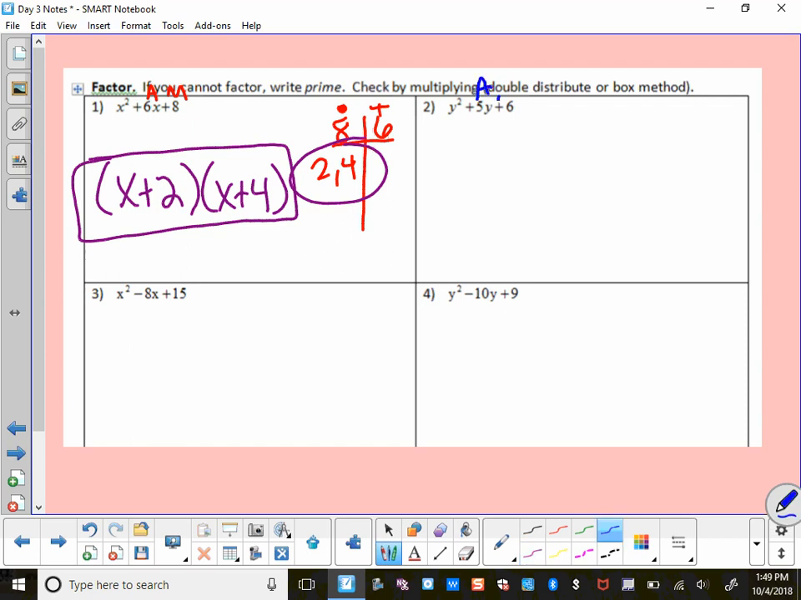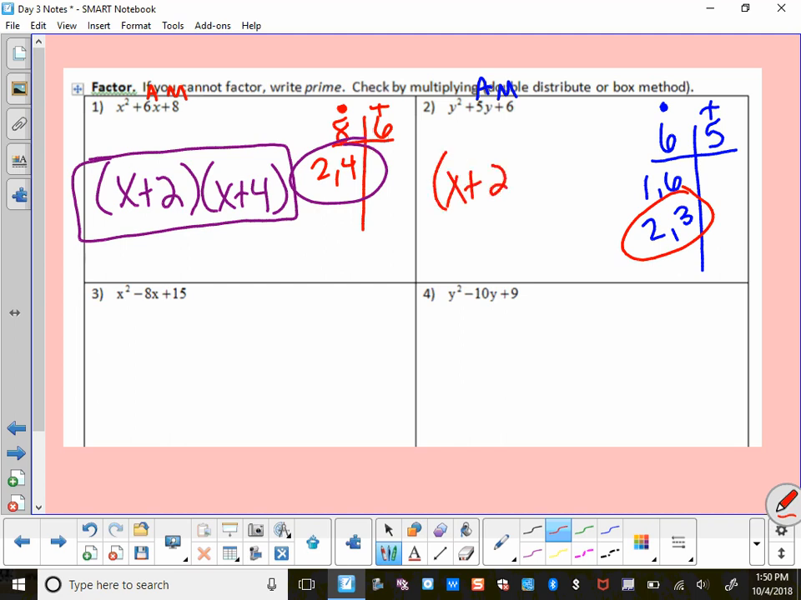Let's try number 2. Alright, I don't have a GCF, so I get right into my AM mode. I need 2 numbers that multiply to give me 6 and add to give me 5. My options are 1 and 6 and 2 and 3. Which one do we need? 2 and 3, so I plug those into my factors. X plus 2, and x plus 3.